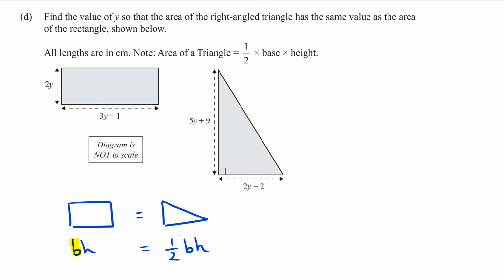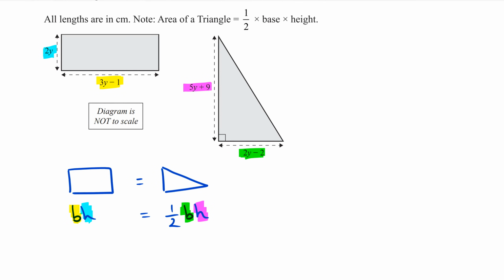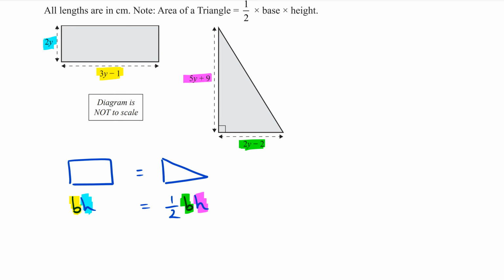Let's start coloring in some things. The base of that rectangle is 3y minus 1. The height of the rectangle is 2y. The base of the triangle is going to be 2y minus 2. The height of the triangle is going to be 5y plus 9. So we're going to replace all of those highlighted colors with actual variables. So base is 3y minus 1 multiplied by height, which is 2y, equals a half times base, which is 2y minus 2, times height, which is 5y plus 9.